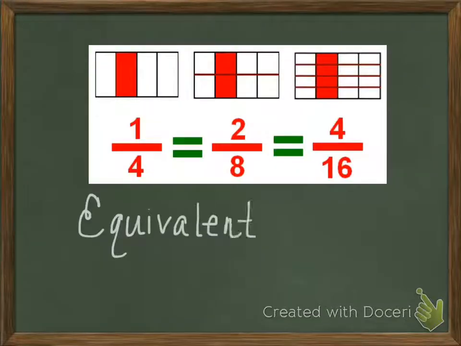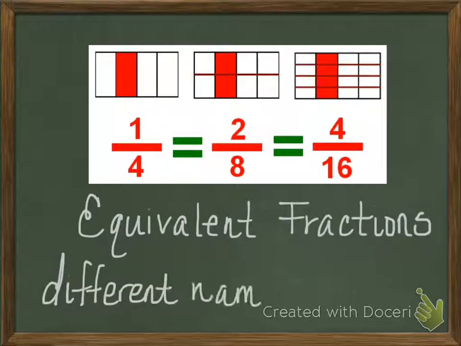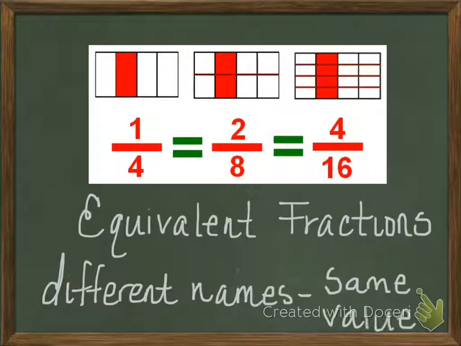Let's talk about another example you are probably familiar with, equivalent fractions. 1/4, 2/8, and 4/16 are all different names for the same amount. No matter how many pieces the rectangle is cut into, the red shaded area stays the same. Each new fraction is equal to 1/4.